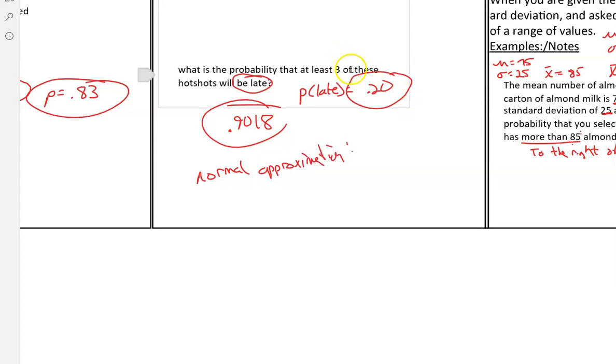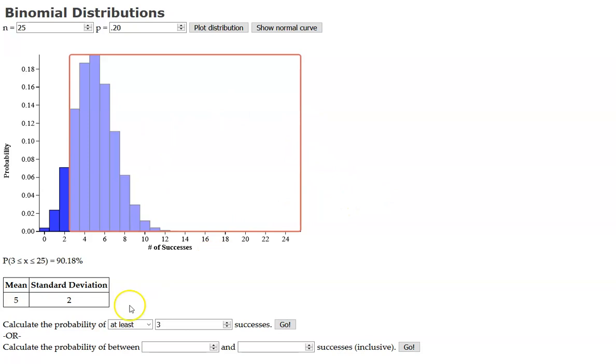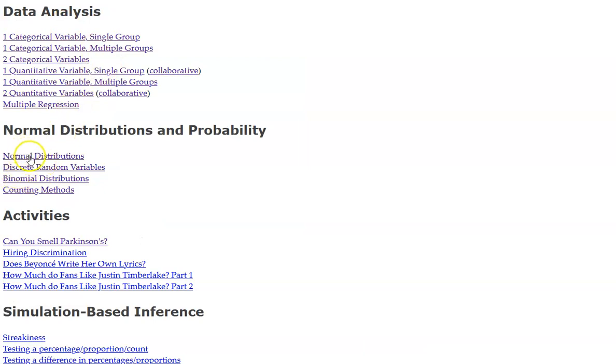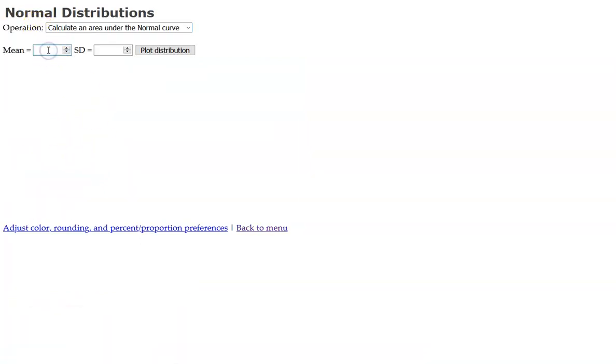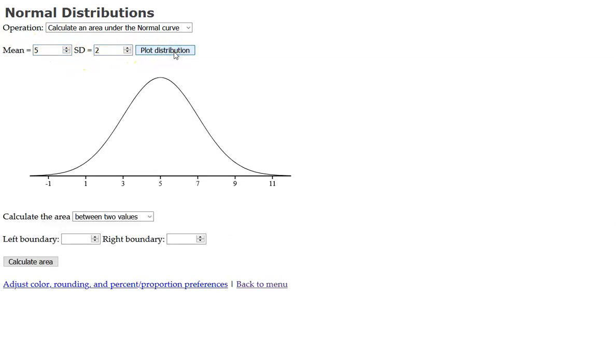And to find a normal approximation, what you do is we want to find the approximation that at least 3 of them are going to be late. So let's go to binomial here, and there's the mean and standard deviation. The mean is 5, the standard deviation is 2.5. So I'm going to take those numbers, 5 and 2.5, and put them into the normal distribution. Now remember, this is an approximation. It won't be as accurate but there are situations where you would have to use it.